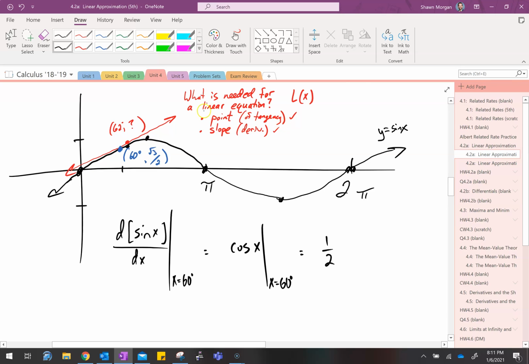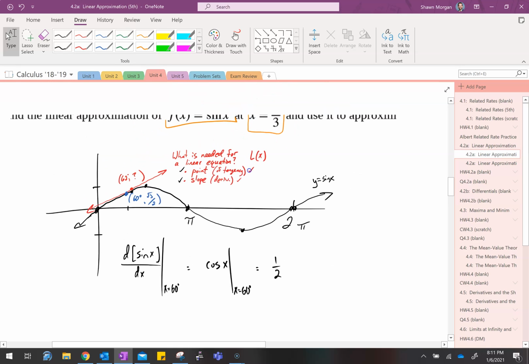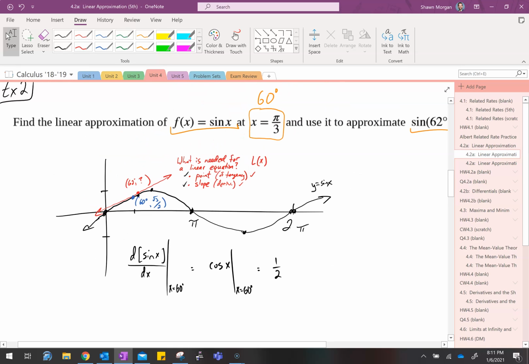So we now have both. We've got our point and we've got our slope. You'll remember from class yesterday that we said the way that we come up with our linear approximation is we simply say, okay, y equals mx plus b.